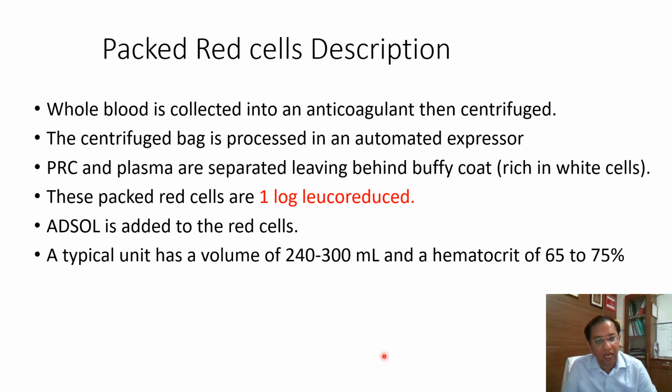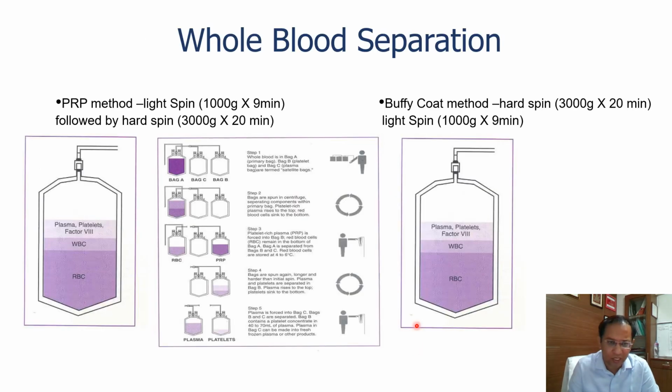An additive solution like Adsol or SAGM is added to the red cell, and a typical unit contains around 240 to 300 ml and a hematocrit of around 65 to 75%. These are the two methods of whole blood separation. So you can have a PRP method or a buffy coat method.